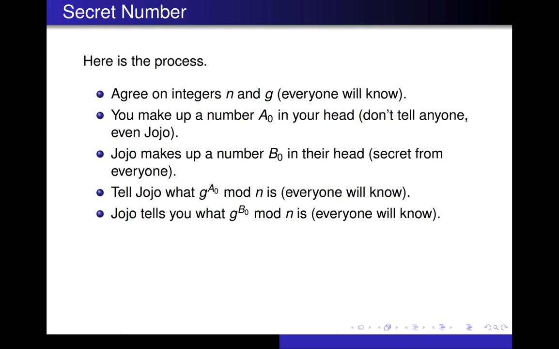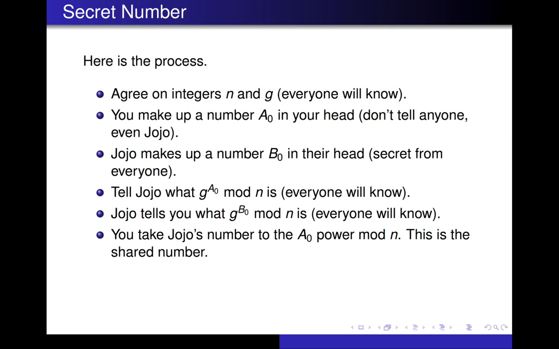However, as long as these numbers are big enough and complicated enough, figuring out what a0 and b0 are from those numbers is not exactly impossible, but impossible, at least for a while. Computation-wise, they're never going to find out what those numbers are. So then what you're going to do is take Jojo's number to the a0 power. Nobody knows what that a0 power is except for you, but you take the number Jojo gave you to that a0 power mod n, and it turns out this is going to be your shared number.